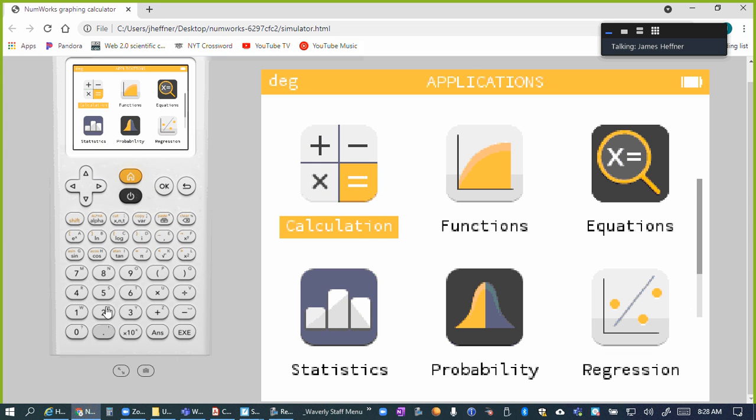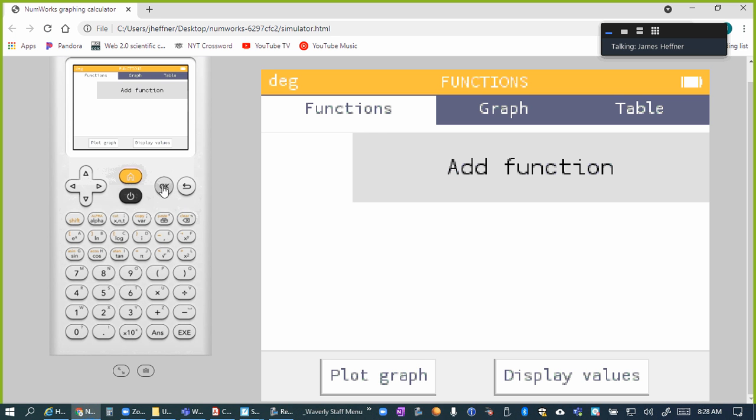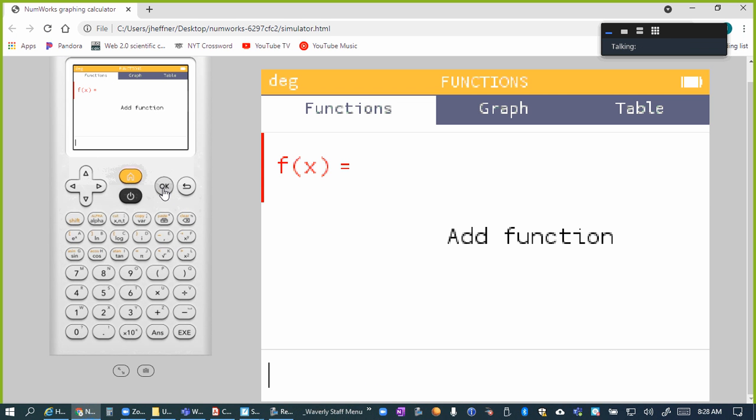All right, so we want to arrow over to functions. By the way, is this calculator screen sharing, guys? Yeah, okay. I see everybody sharing the window with the whole screen. So functions, let's add a function. Hit OK. Then x, my variable key, squared, minus 6x plus 13.